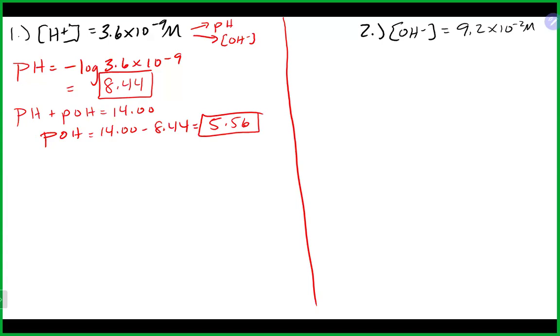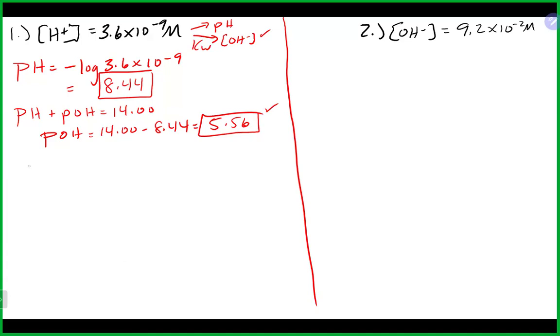Once again, at this point, I actually still have multiple options to get the OH minus concentration. Now that I have the pOH, I could get it from that. I could also still use Kw and get the OH minus concentration.